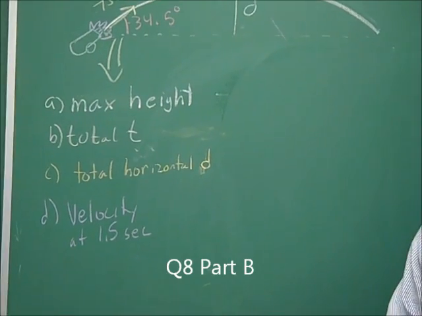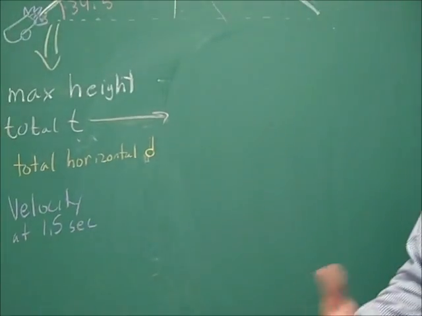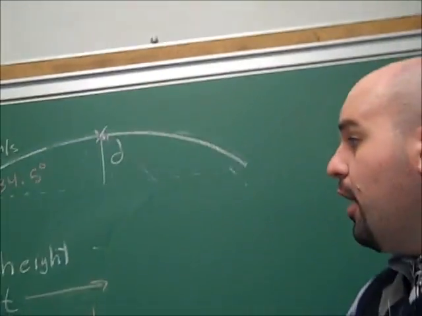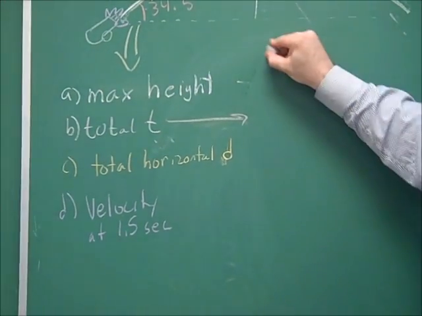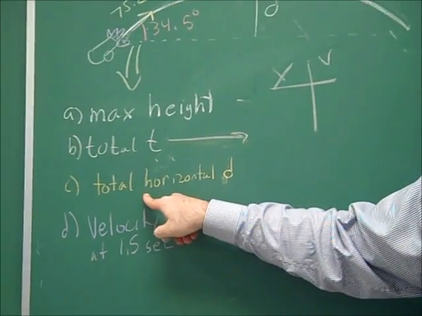Part B involves total time. Let's move that over here. For the total time, we can't use the same table as before because we're doing the overall motion. To find total time, we're going to make our x and y table. But if you look, this next one involves total as well, so I'll keep this table for both B and look at this.